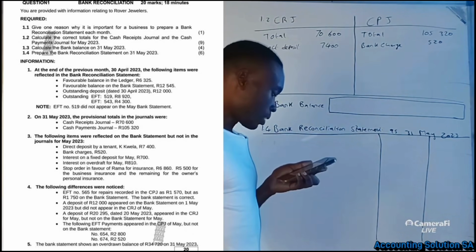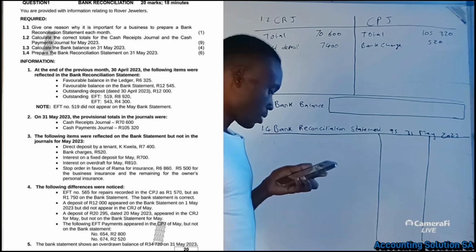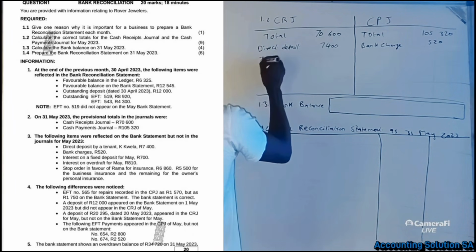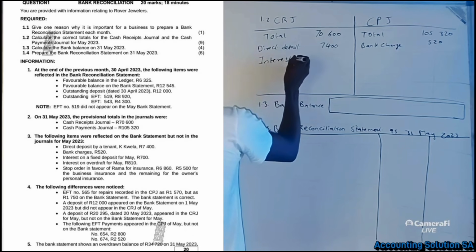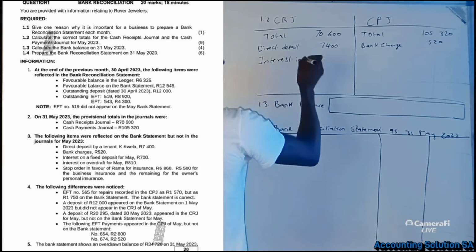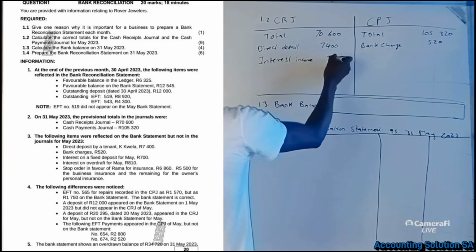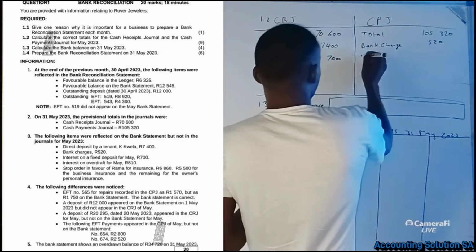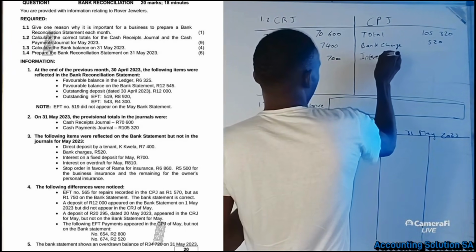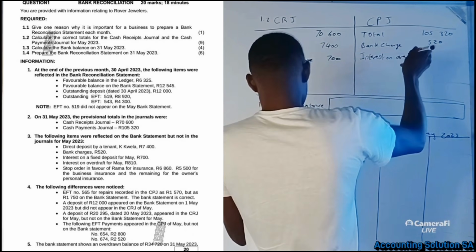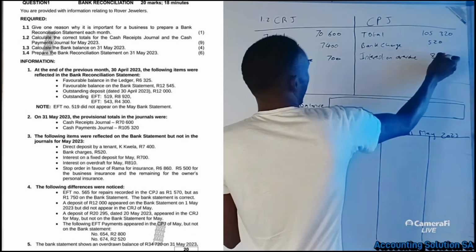Okay, then interest on fixed deposit for May is 700. Interest on fixed deposit, we receive interest, obviously must be cash receipt journal. Interest income, interest on fixed deposit, because we invested, is income to us, 700. Okay. Then interest on overdue is an expense. Interest on overdue, and the amount is 810.